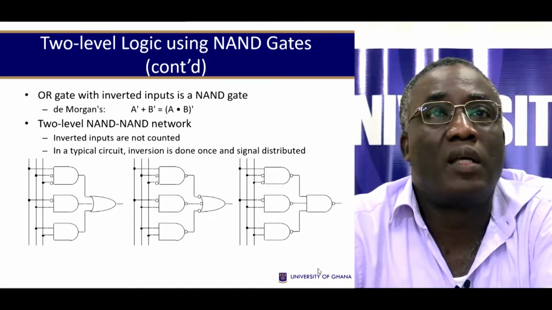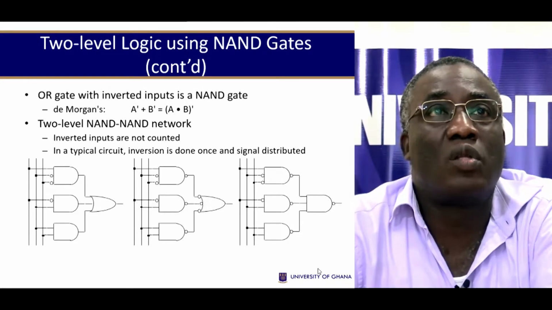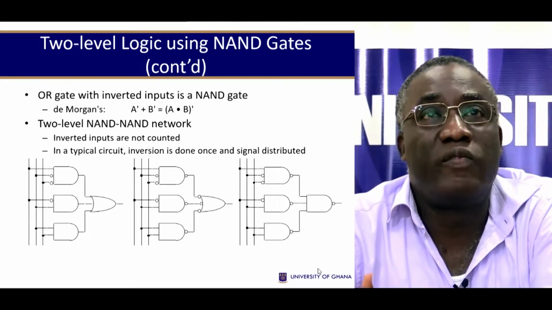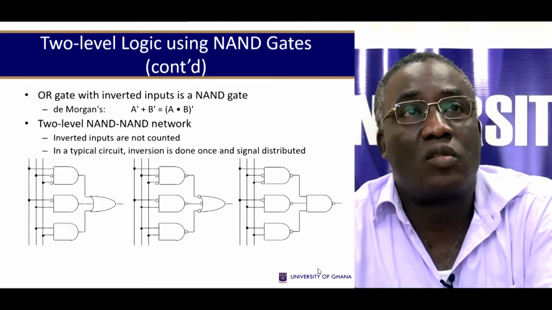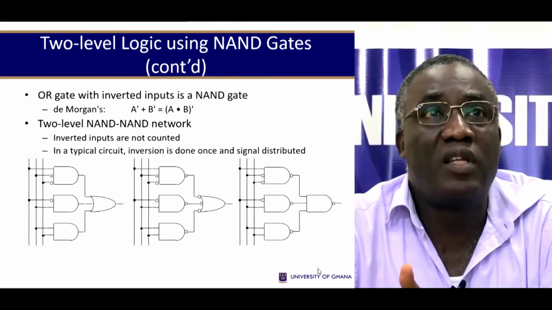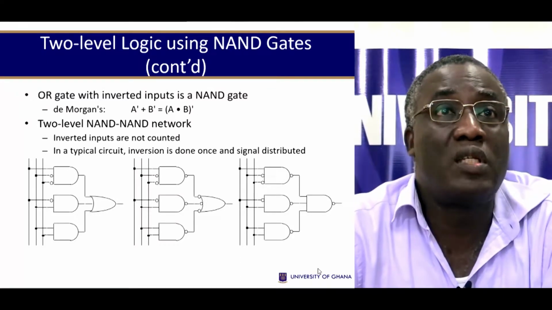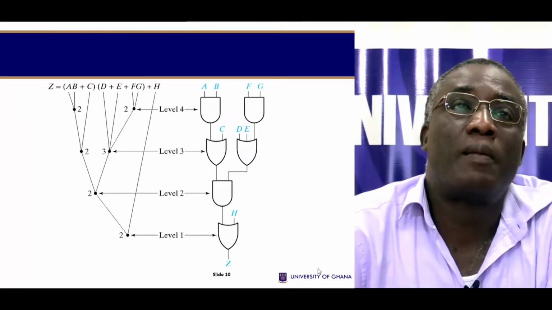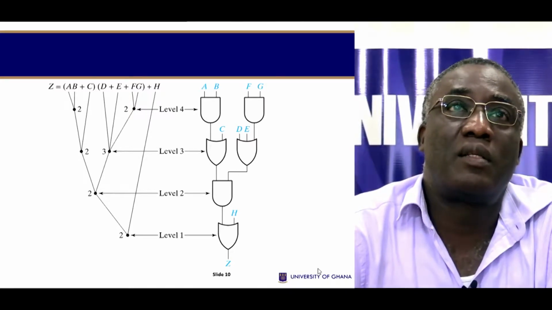Once you do this inversion, the signal inversion is also done, and that is it. So the OR gate with inverted inputs is a NAND gate, which you can verify using De Morgan's rule.